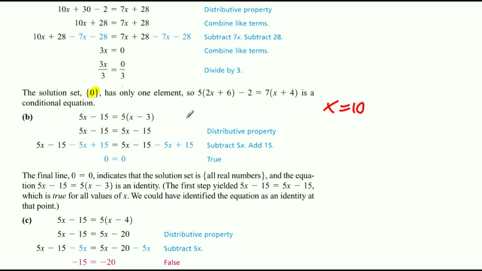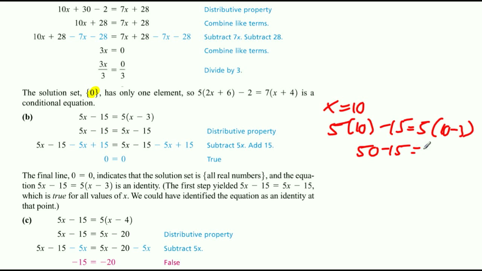If you plug in 10 right here, 5 times 10 minus 15 equals 5 times (10 minus 3). All I do is replace x with 10. Right here I get 50 minus 15 is equal to 5 times 7. 50 minus 15 is 35. 5 times 7 is 35. Notice that 10 is a solution because the left side equals the right side.